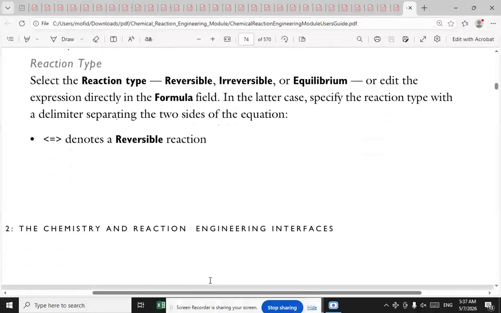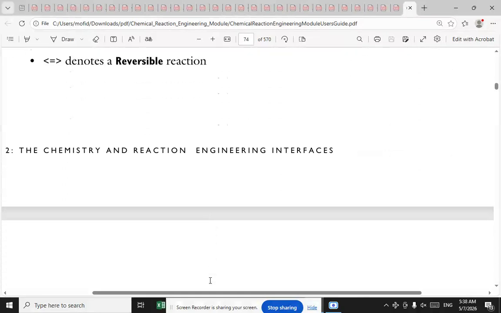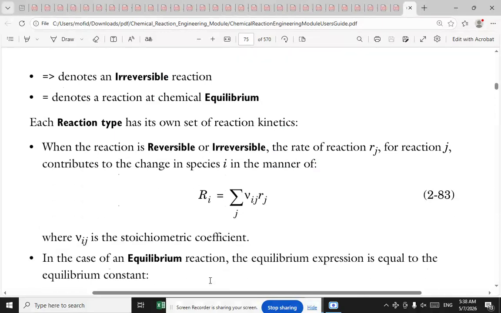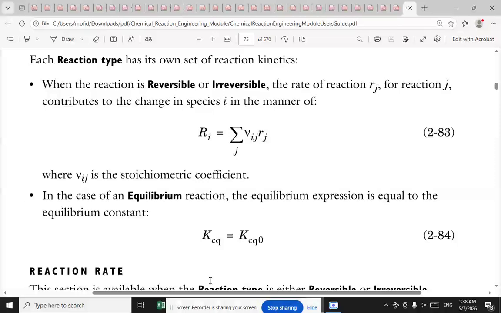Reaction type. Select a reaction type: reversible, irreversible, or equilibrium, or edit the expression directly in the Formula field. In the latter case, specify the reaction type with a delimiter separating the two sides of the equation. Bidirectional denotes a reversible reaction, one-directional denotes an irreversible reaction, and equality denotes a reaction at chemical equilibrium. Each reaction type has its own set of reaction kinetics.